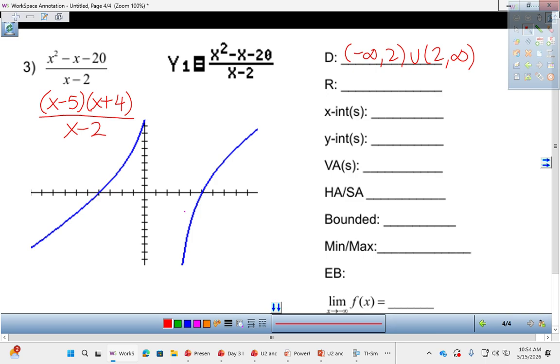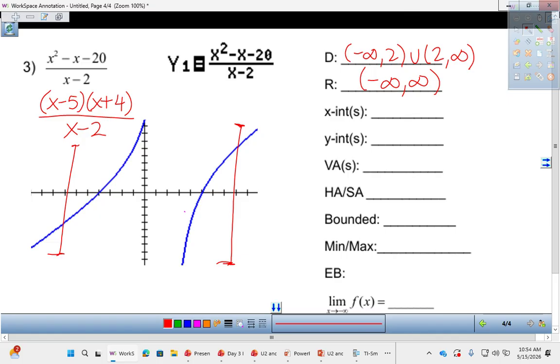A U, I don't have that. A horizontal line, I don't have that. So then my range is just going to be everything. The graph goes from the bottom and never breaks as it goes up. Right? It's fully connected through here. No breaks. That's my range.